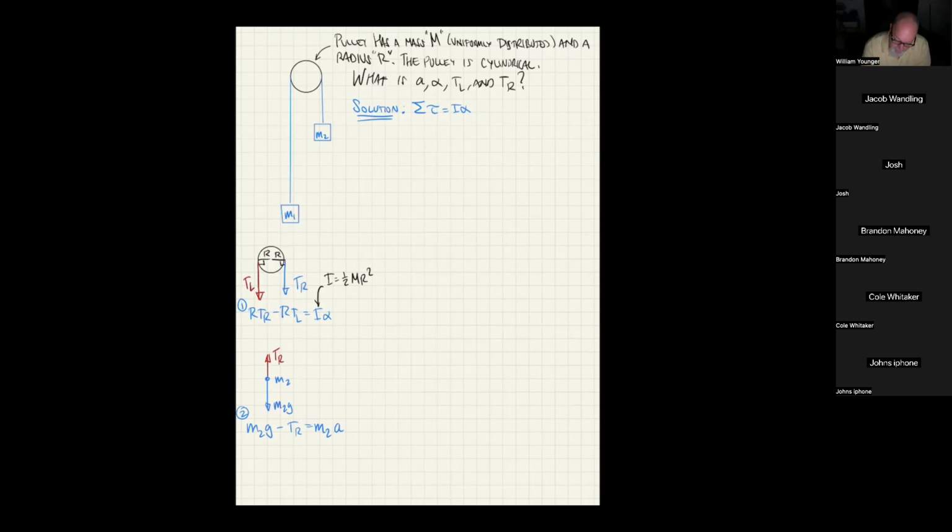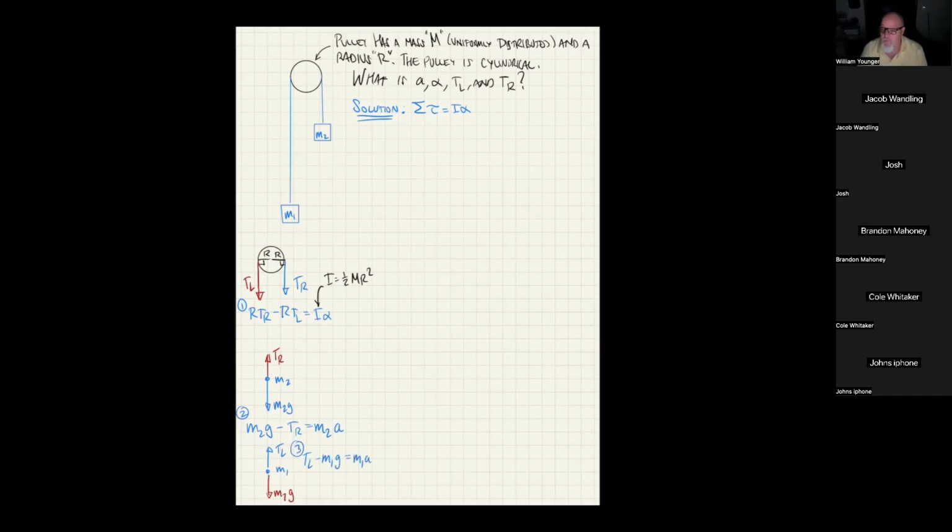Now I'm going to do another free body diagram, and this one's going to be for M1. Only M1. When it goes up, that's the positive direction, and that's my TL. And when it goes down, that would be the negative direction, which is M1G. So my equation for this one is TL minus M1G is equal to M1A. And this will be equation 3.